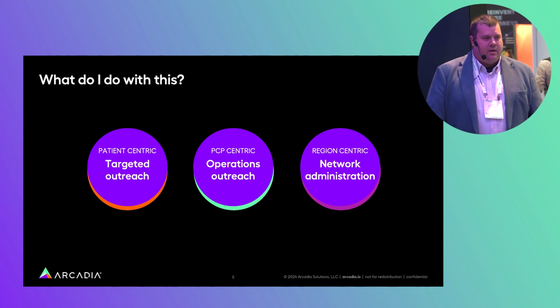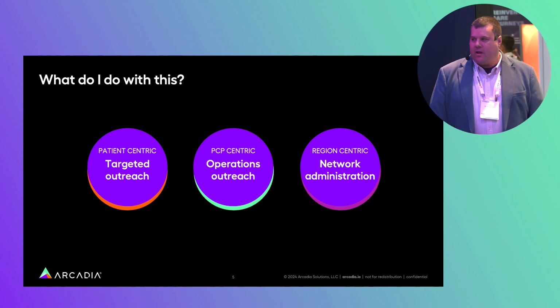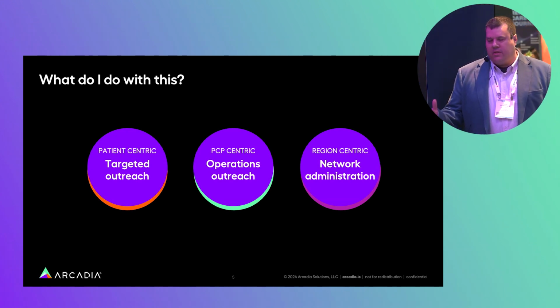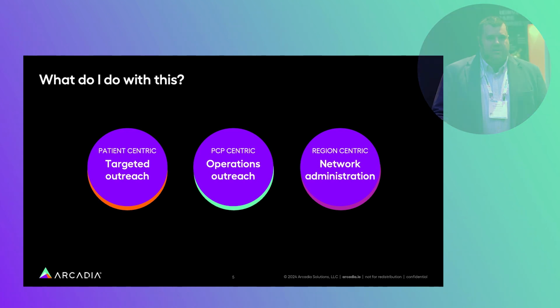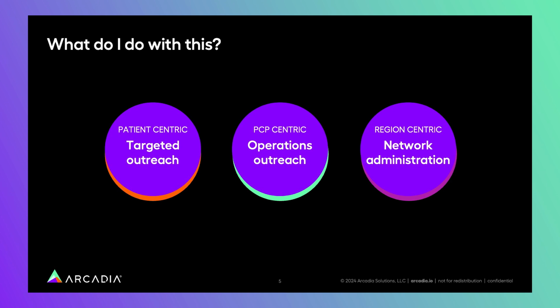So you get your dashboard, with all kinds of data on what's happening. We really look at it three ways. First, patient-centric: we're able to understand what patients are leaving our network, target that outreach, understand why they're leaving, and try to bring them back if that is appropriate, but also figure out what is happening to improve our own system.